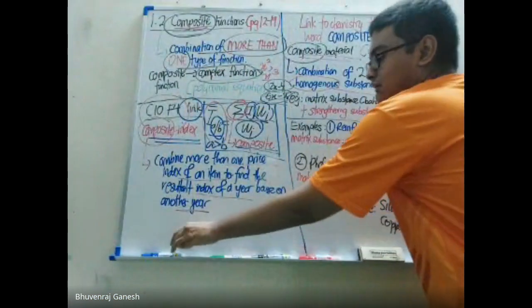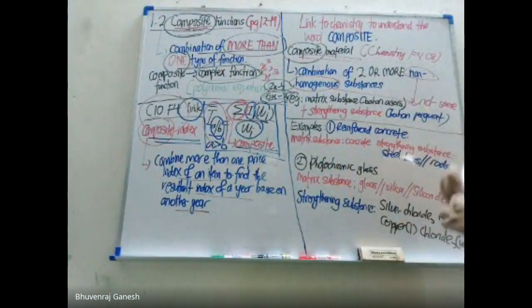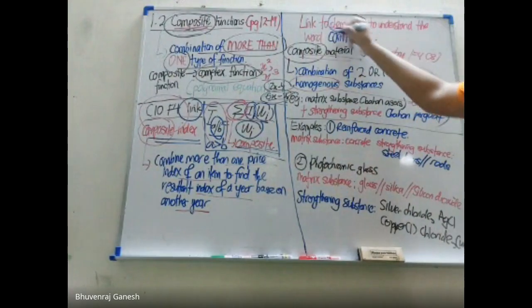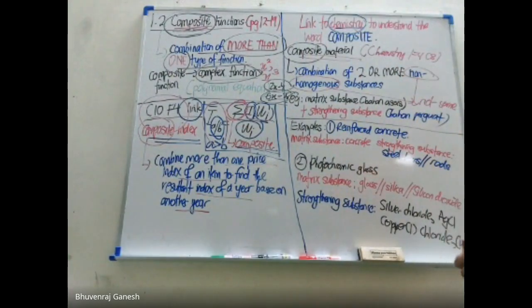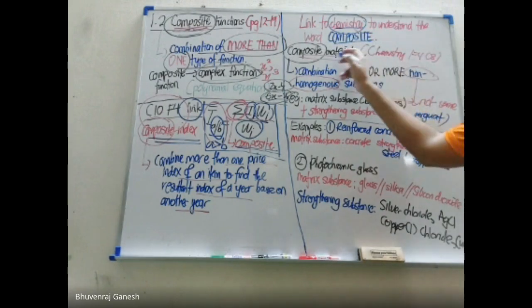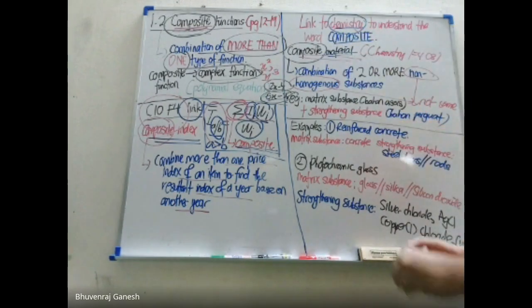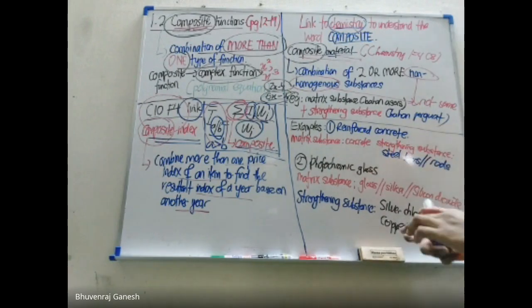And now we shall look at the chemistry part, which I thought of. How to understand the word composite? You should think of composite materials. This one you have learned, I think almost the last part of Form 4 chapter 8, if I'm not mistaken.